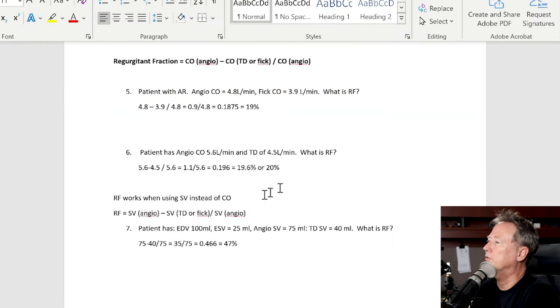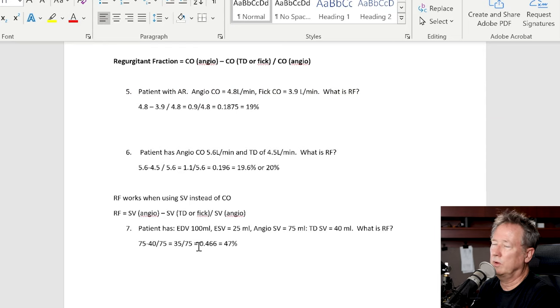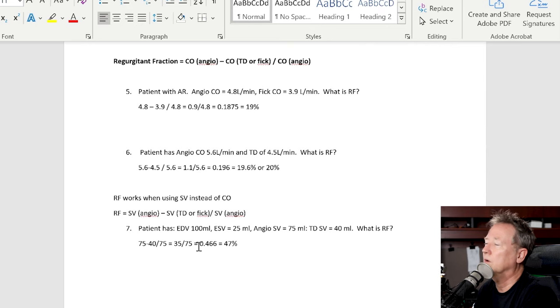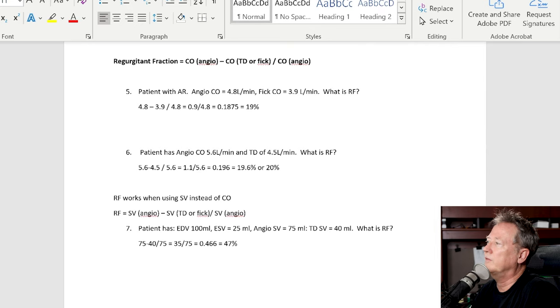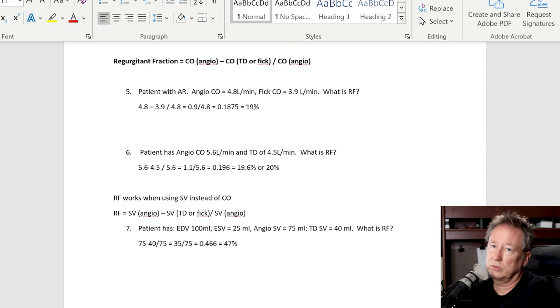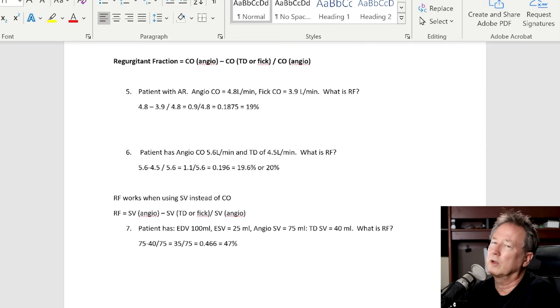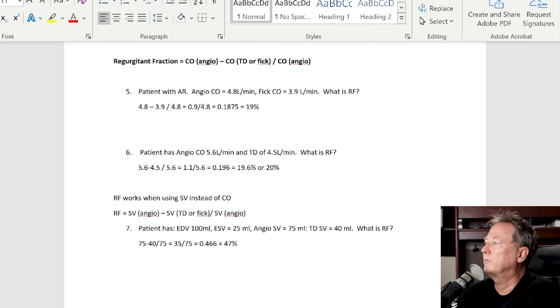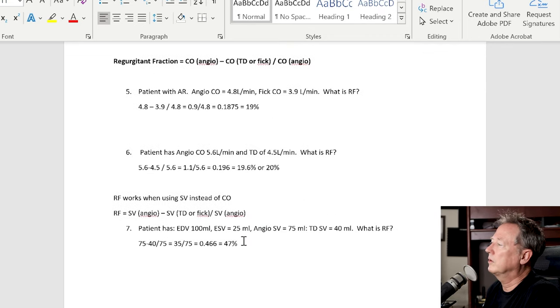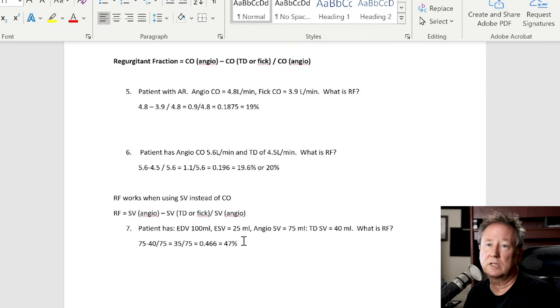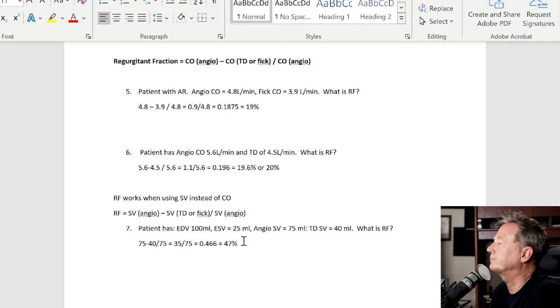So back to our formula, we have an end-diastolic volume of 100 and end-systolic volume of 25. That means you put out 75, went out. We don't know what came back, though. So we have an angiographic stroke volume of 75, but our thermodilutional stroke volume is only 40. So we have 75 angiographic stroke volume minus 40 TD stroke volume divided by 75. That gives 0.466 or 47%. So that gives us a 47% regurgitant fraction, which is pretty bad.